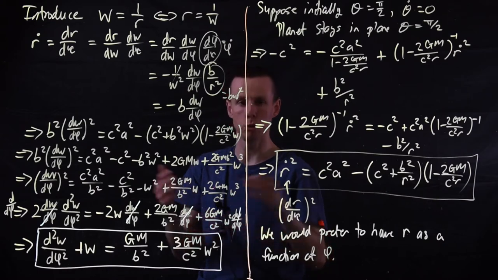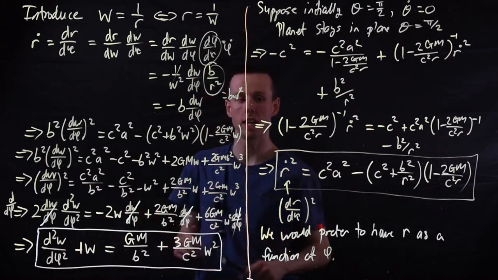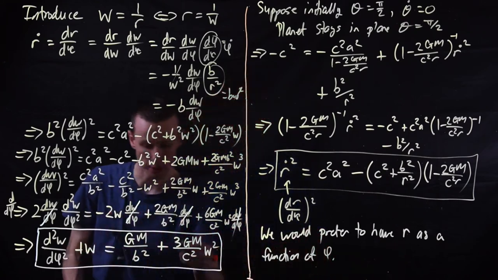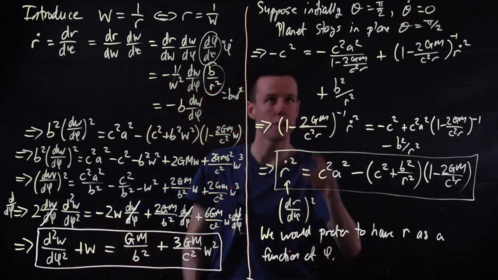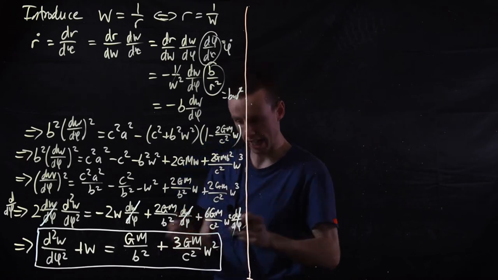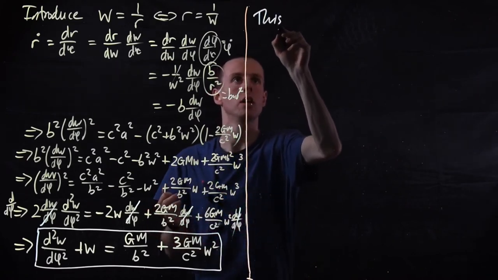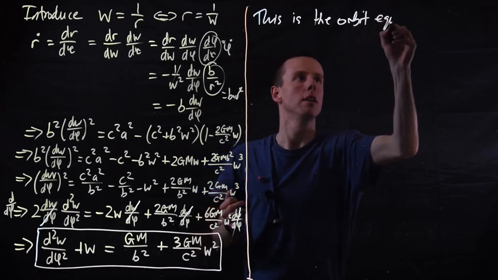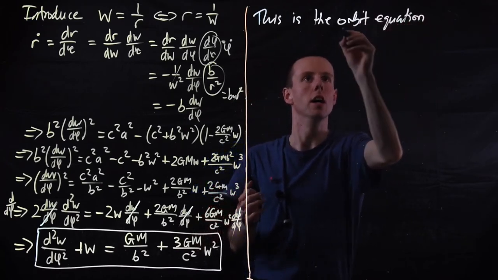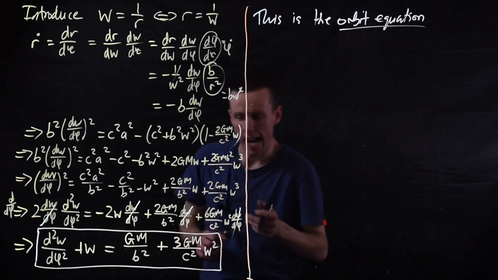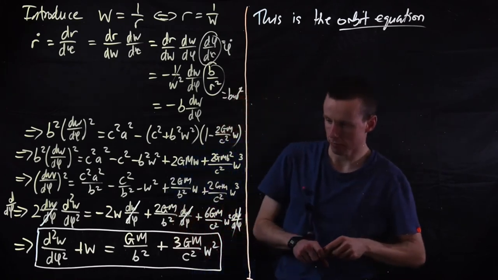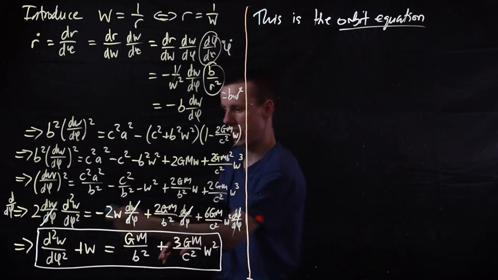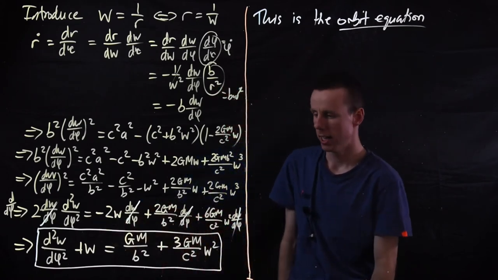And if you know w as a function of phi, then you can get r as a function of phi very easily. r is just 1 over w, and it's called the orbit equation. So maybe let me write it up here. So this is the orbit equation. And how do you solve it? That's the not so easy part. So how do you actually solve it to get w as a function of phi?